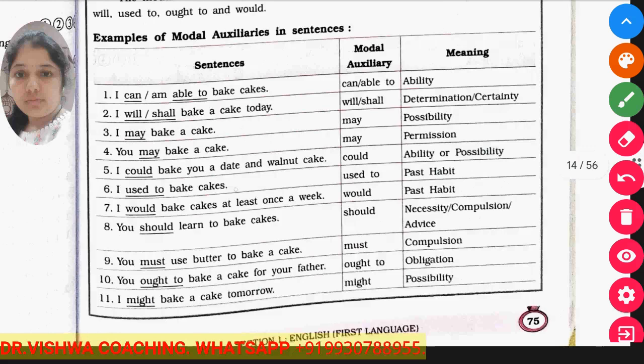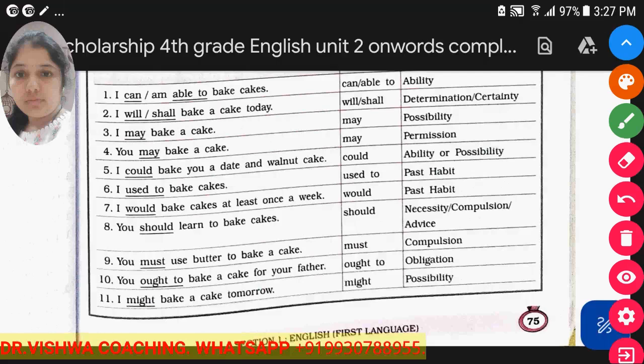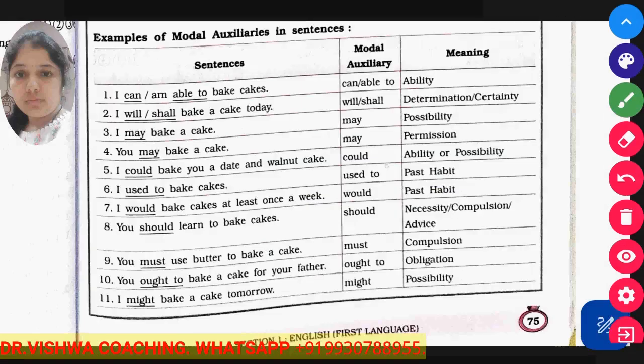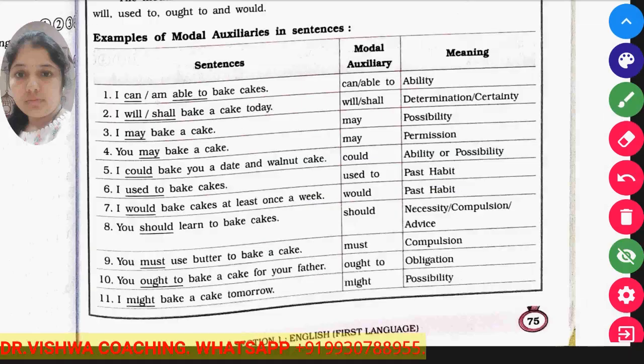Now there are some sentences and they have given us the meaning of the modal auxiliary verb. Okay, so we will just have a look at it. So see, I can or I am able to bake cakes. Here can and able both are modal auxiliary verbs which express some meaning. So it expresses ability, okay, meaning the ability of baking the cake of that person.